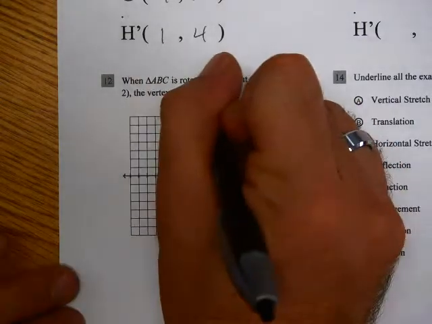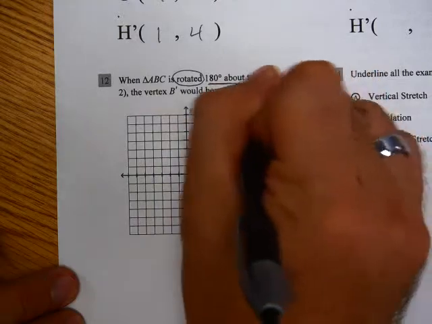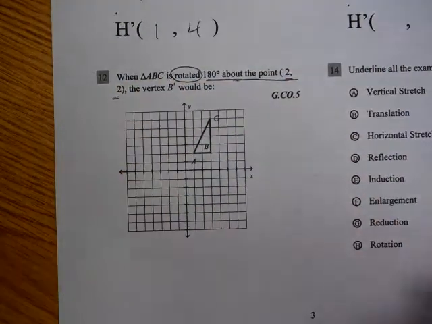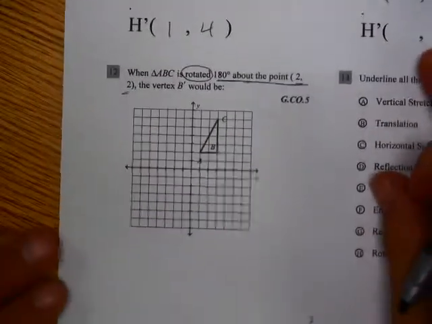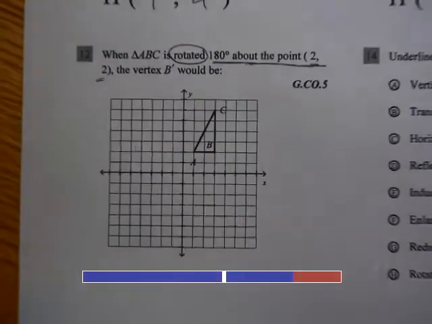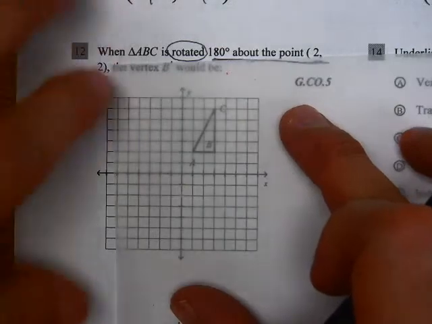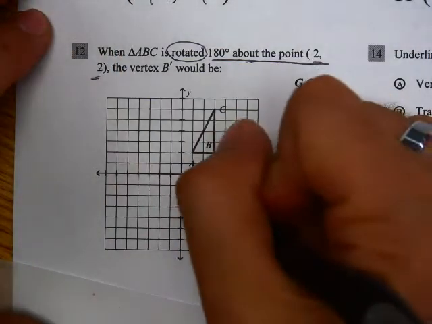So I'm going to go again like I did before. I'm going to circle rotated 180 degrees about the point 2, 2. And the vertex. Now here's what's really important: notice that the last problem asks about all 3 points. It asks us to find the new coordinates, and you have to list all 3 of them. Now we're only looking for point B. So when I rotate, if I'm going to use the tracing paper, I don't have to trace that entire triangle. What I'm going to do first, I'm going to graph this point 2, 2. So I'm going to go right 2, up 2.